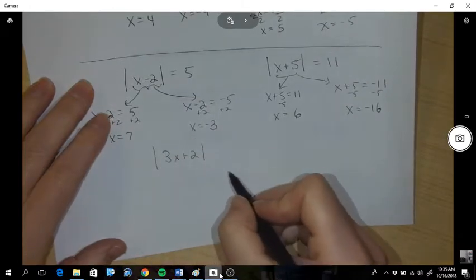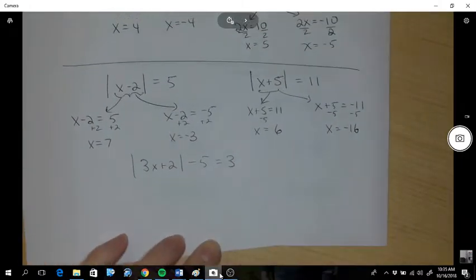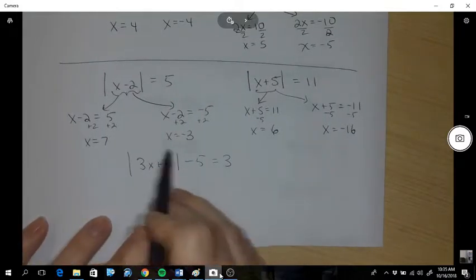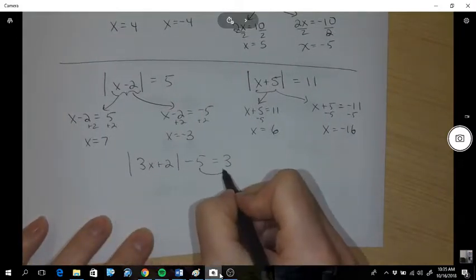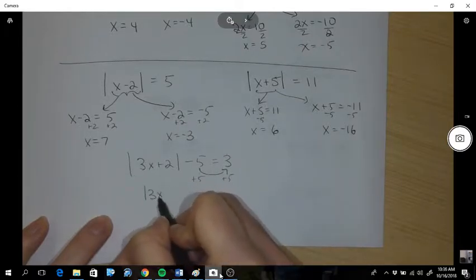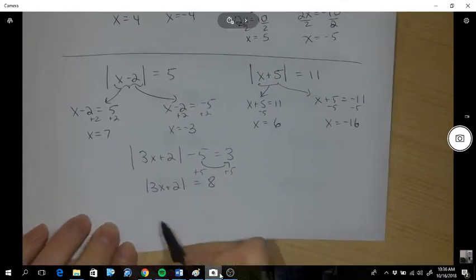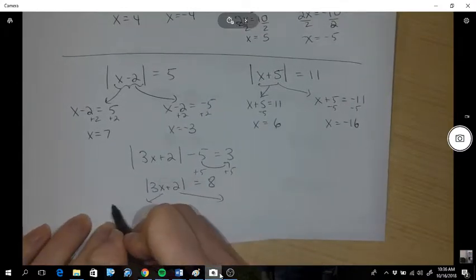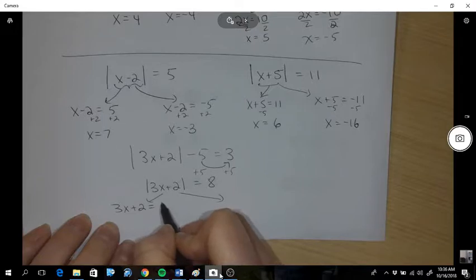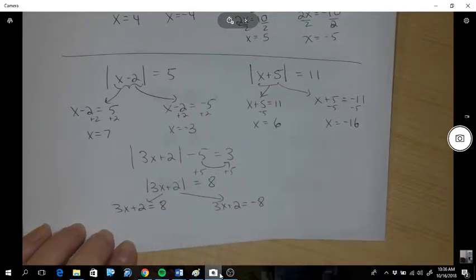Okay, next, absolute value of 3x plus 2 minus 5 equals 3. Okay, this is different. We don't have the absolute value alone. So we want to get rid of this, so we're going to add 5. So 3x plus 2 equals 8. Now we do our split. This inside piece could either equal 8 or that inside piece could equal negative 8.